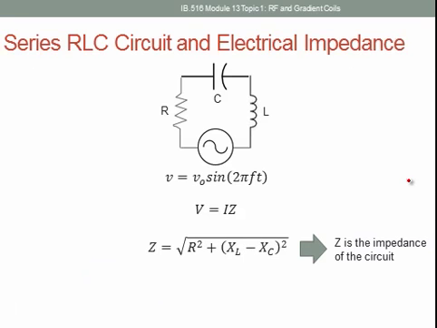So again, all this is building up to this circuit here, the series RLC circuit, and also to introduce electrical impedance. So in this circuit, we have another AC source. Again, we have Ohm's law, V equals IR, where R is now replaced by Z. Z is a symbol for impedance, and the impedance of the circuit here is given by this equation, square root of so on and so on.